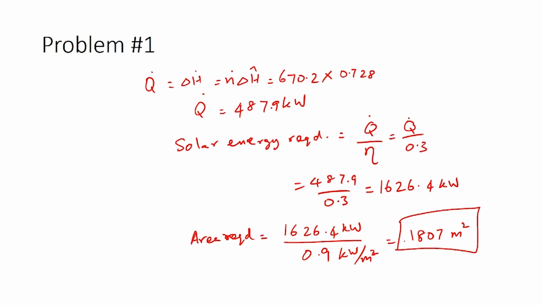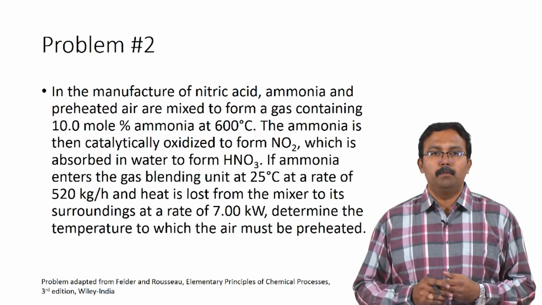So, we would require 1807 meter squared of solar panels for the given problem, so that we can heat air from 30 degrees Celsius to 55 degrees Celsius. So, the amount of air heated would be 1000 meter cube per minute. So, with this we have actually solved the energy balance problem, and we will move on to the next tutorial problem.